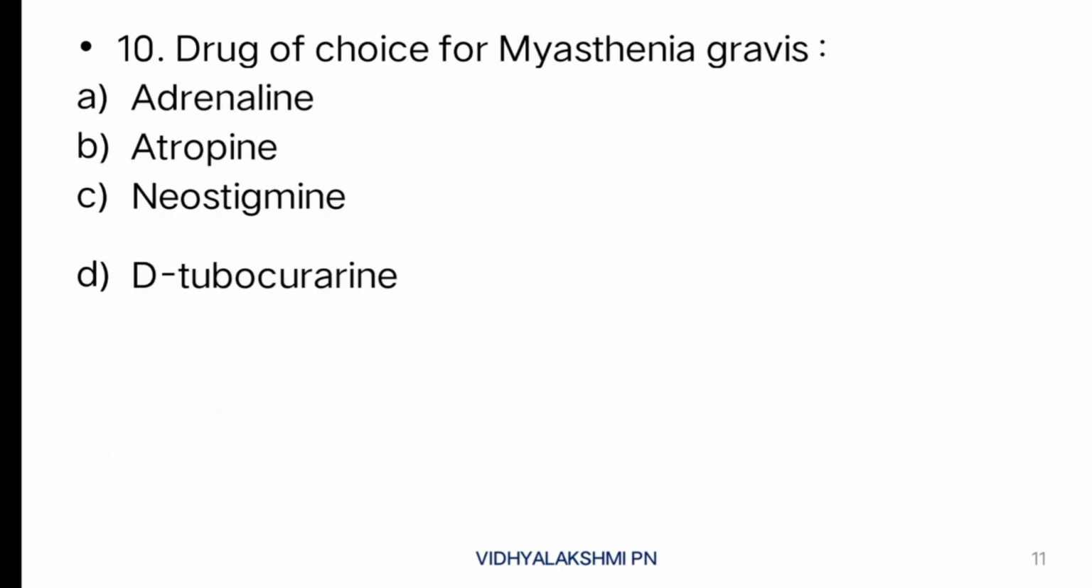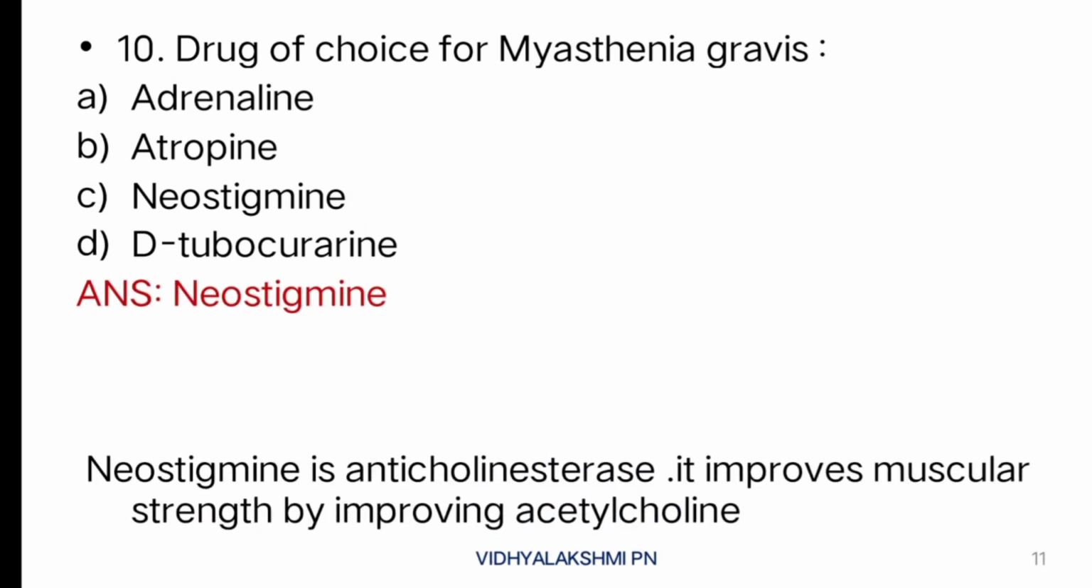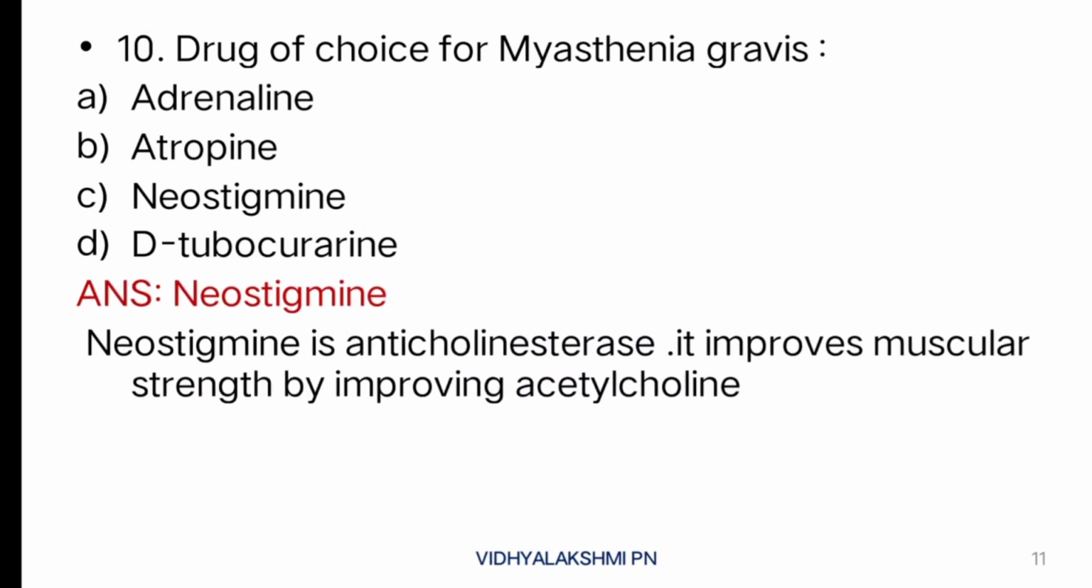Next is drug of choice for myasthenia gravis. What is going to be the drug of choice for myasthenia gravis? Option A adrenaline, option B atropine, option C neostigmine, and option D tubocurarine. In case of myasthenia gravis, we have to administer an anticholinesterase. Among these four options, neostigmine is an anticholinesterase. It is going to improve the muscle strength by increasing the acetylcholine. So we administer medications that give muscular strength by increasing acetylcholine and decreasing cholinesterase, that is an anticholinesterase drug.